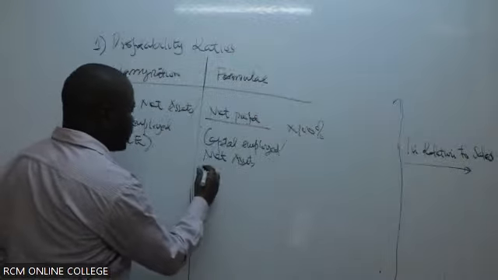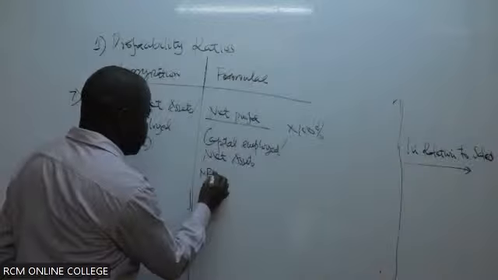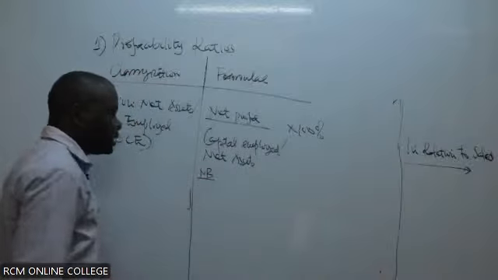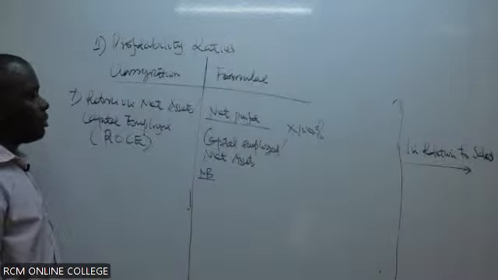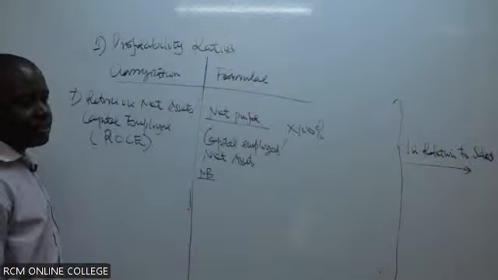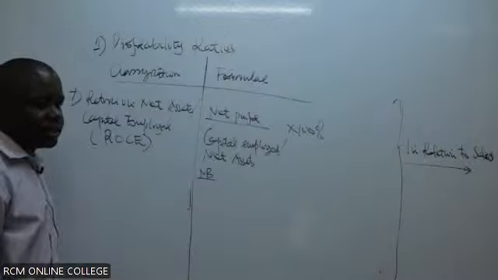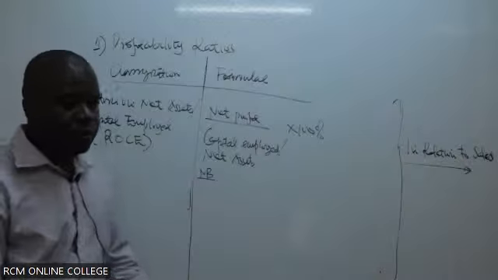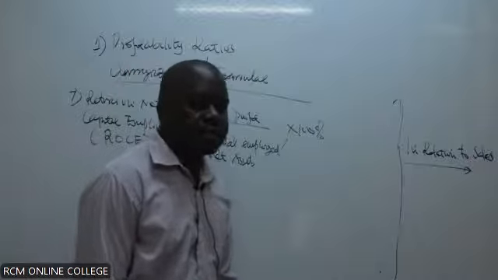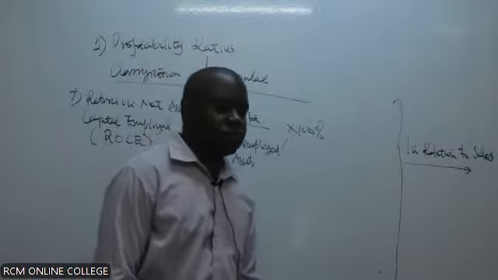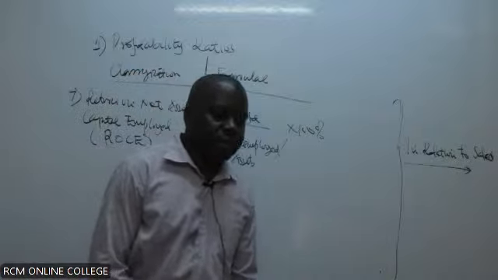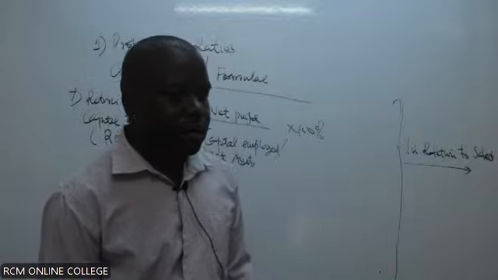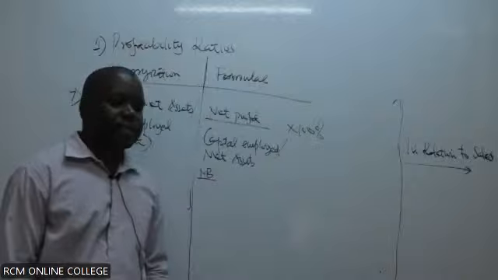So take note that in this case, you can write NB. How do you get this capital employed? Who can tell us how you get the capital employed or the net assets?